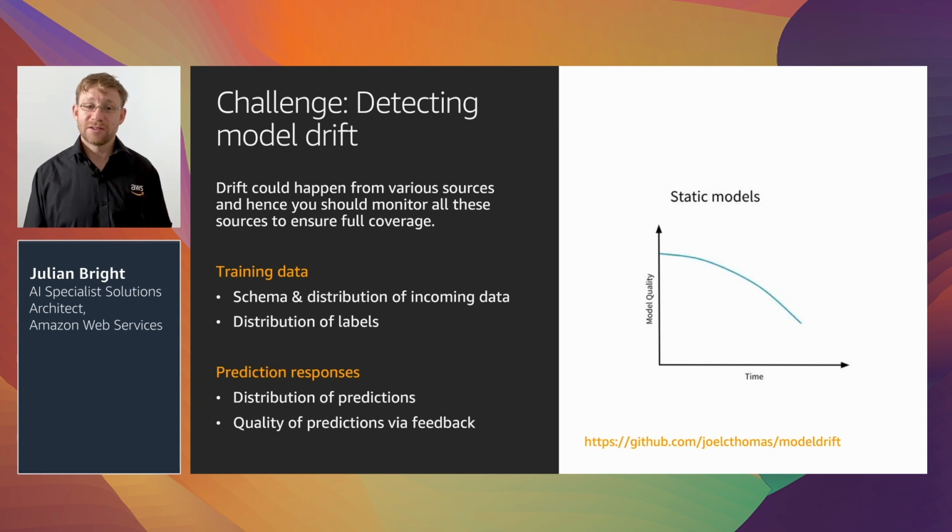Another challenge is detecting model drift and knowing when to retrain our models so that we can ensure that the quality of the models stays as high as we can. So drift can happen whereby the schema or distribution of incoming data changes over time, or indeed the labels that we're looking to predict change over time. So those responses and the predictions and the inputs need to be measured so that we can detect this distributional drift. A static model will often, as you can see, degrade in quality over time.